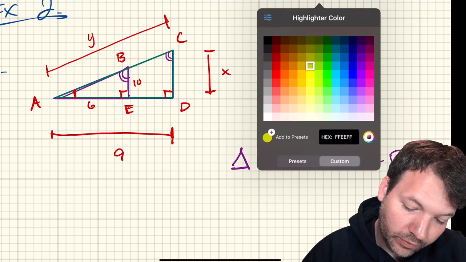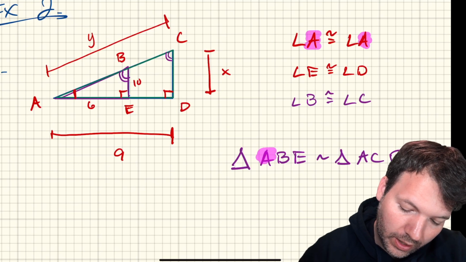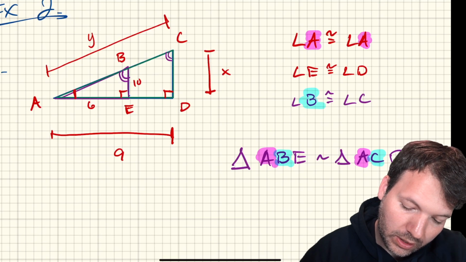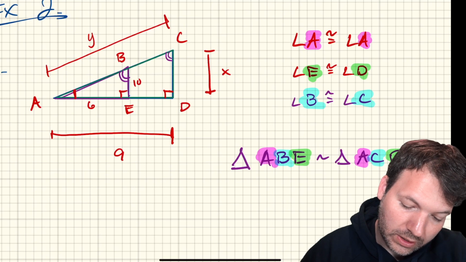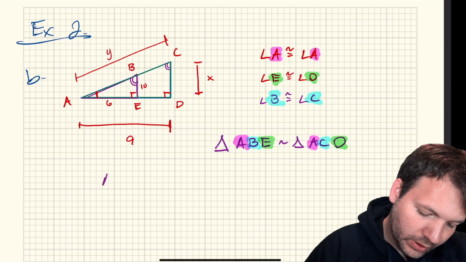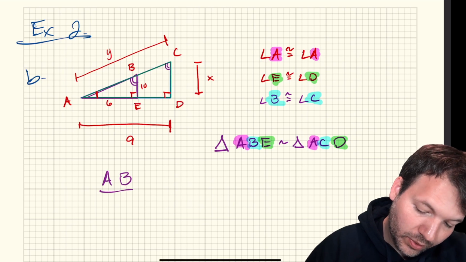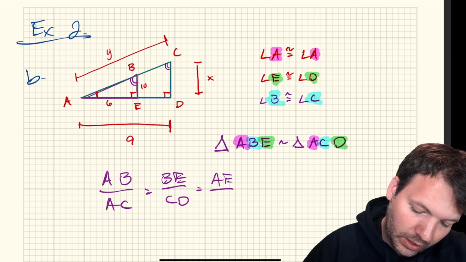And again, what I'm watching for when I do that is I'm making sure, of course, A is congruent to itself, B is congruent to C, which we figured out, and as the figure gave us, E is congruent to D. Once I have a similarity, I can go ahead and write my proportions down. AB must be proportional to AC. BE must be proportional to CD. And of course, AE must be proportional to AD.